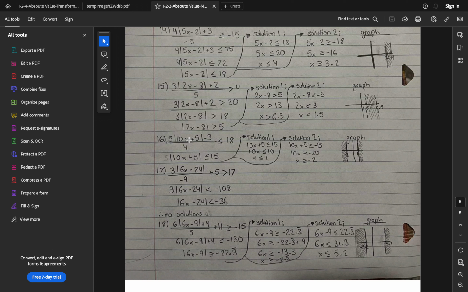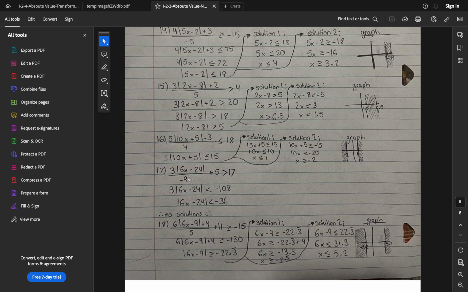And now for question number 16. Once again, we isolate for the absolute values. We have 10x plus 5 has to be less than or equivalent to 15. Right, we have solution number 1. We get x has to be less than or equivalent to 1. And as for solution number 2, we get x has to be greater than or equal to negative 2. Right, so it can only be in between negative 2 and 1.